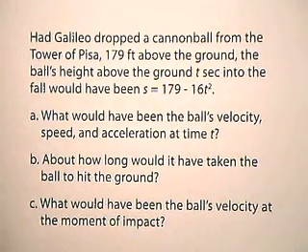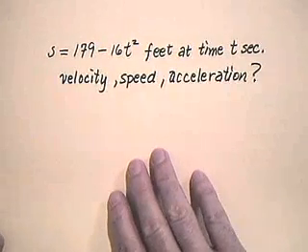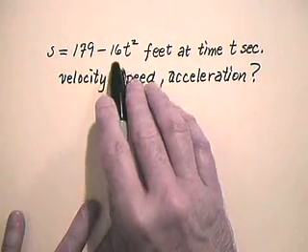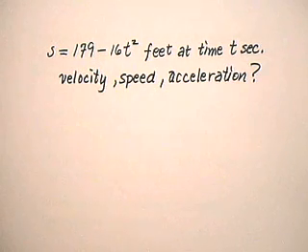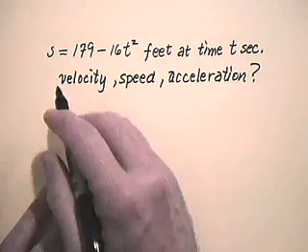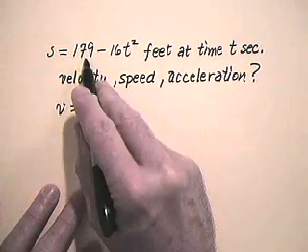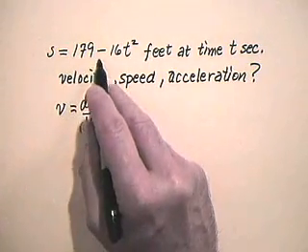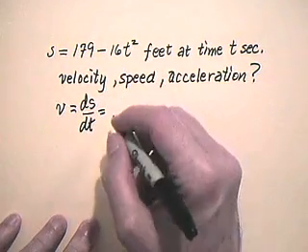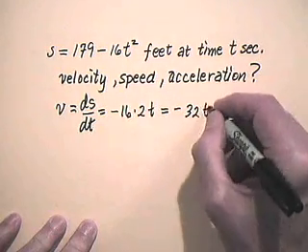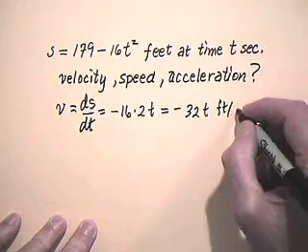Now, the basic information we have to go on is that s, the position at time t, is given by this simple equation, 179 minus 16t squared feet at time t seconds. So how about the velocity, speed, and acceleration? We just differentiate. So v is ds/dt. The derivative of 179 is 0, it's just a constant, minus 16 times 2t. So that's negative 32t, and that's in feet per second.